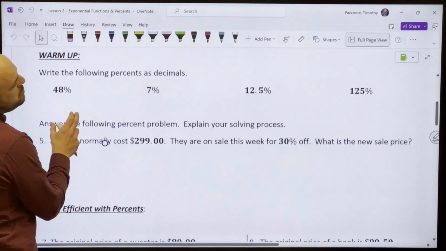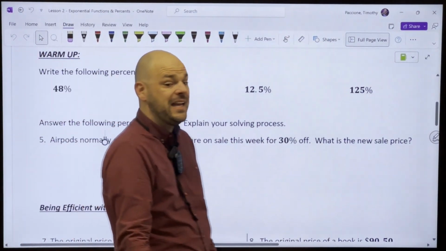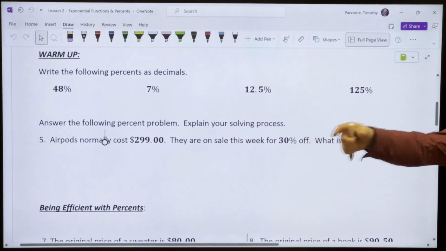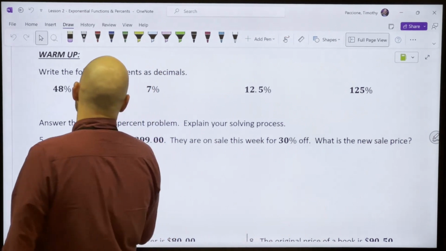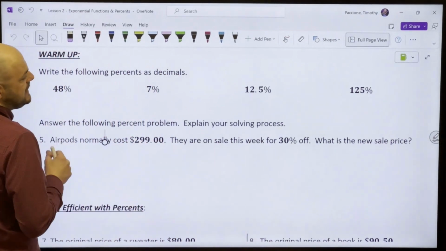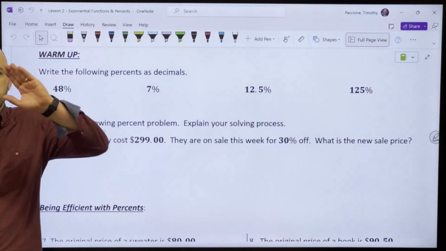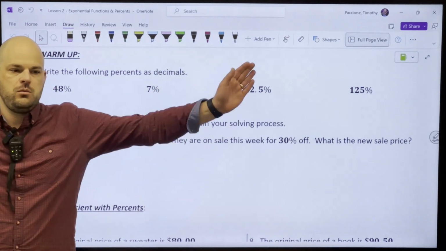And I know this is one of those lessons where you can maybe get a little ahead, but I'm going to add stuff that's not on the page, so just try to stay with us as you go. Okay, so write the following as decimals. What's the rule for turning a percent into a decimal? What's the trick? What can you do every time?